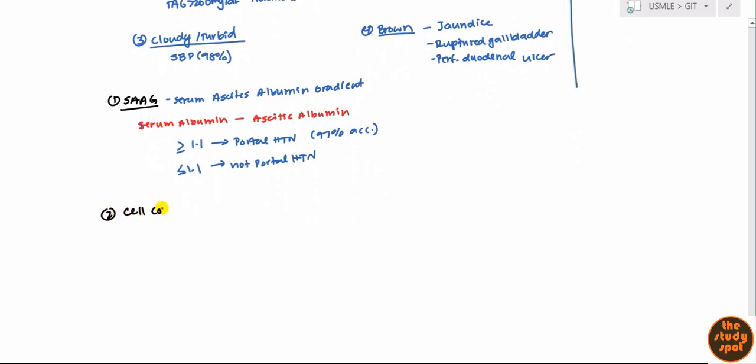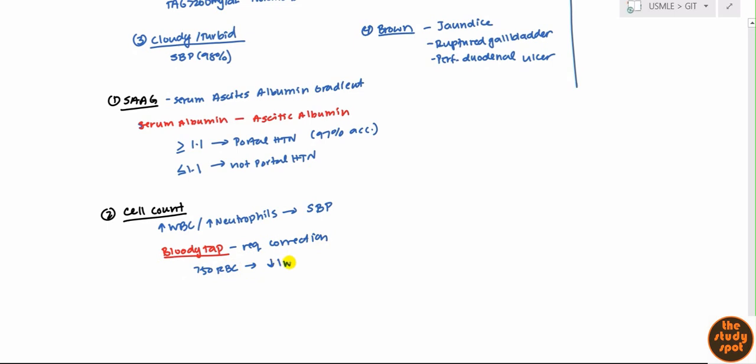So you want to do that, and you also want to do a cell count right away. You might want to do a cell count before, because if you have a high white blood cell count or a high neutrophil count, then this signifies SBP, and you want to make sure you treat it right away. Now, if it's a bloody tap and you're looking at the cell count, you do need to do a correction. For every 750 RBCs, you want to remove one white blood cell, and for every 250 RBCs, you want to remove one neutrophil, because obviously if you have RBCs in there, then you're getting these cells from the blood rather than from inflammatory reasons in the peritoneum.